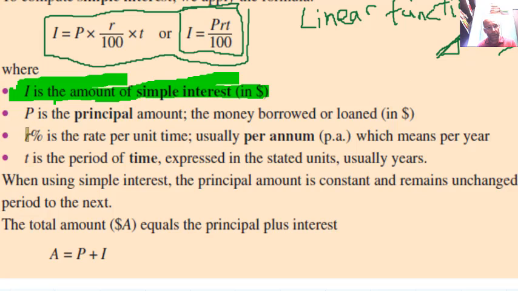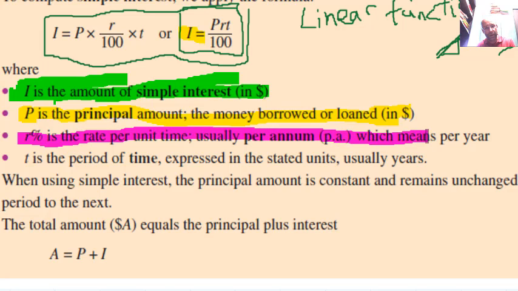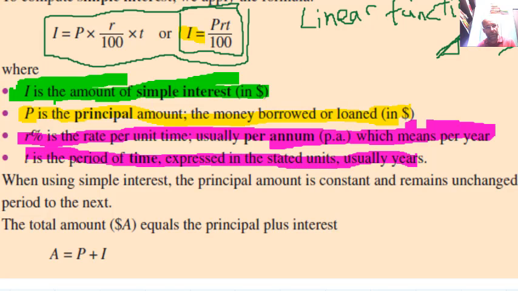Rightio, the next letter is P. P is the principal. It's the money borrowed or loaned. It's the money you start out with, as I just mentioned. The next one there is R. R is a percentage rate. It's the interest rate per annum. PA means per annum, which means per year. T is the amount of time, and it's usually stated in years.